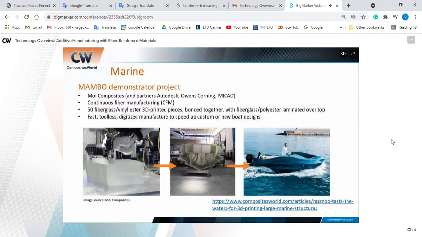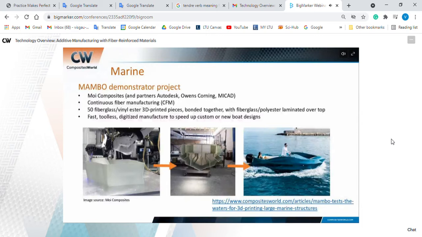So with MAMBO, Moi Composites moved more into the marine space to explore and demonstrate how this technology could enable the marine industry to produce highly complex boat designs fairly quickly without the costs of purchasing tooling. Moi Composites partnered with Autodesk and Owens Corning and some others in the marine industry.